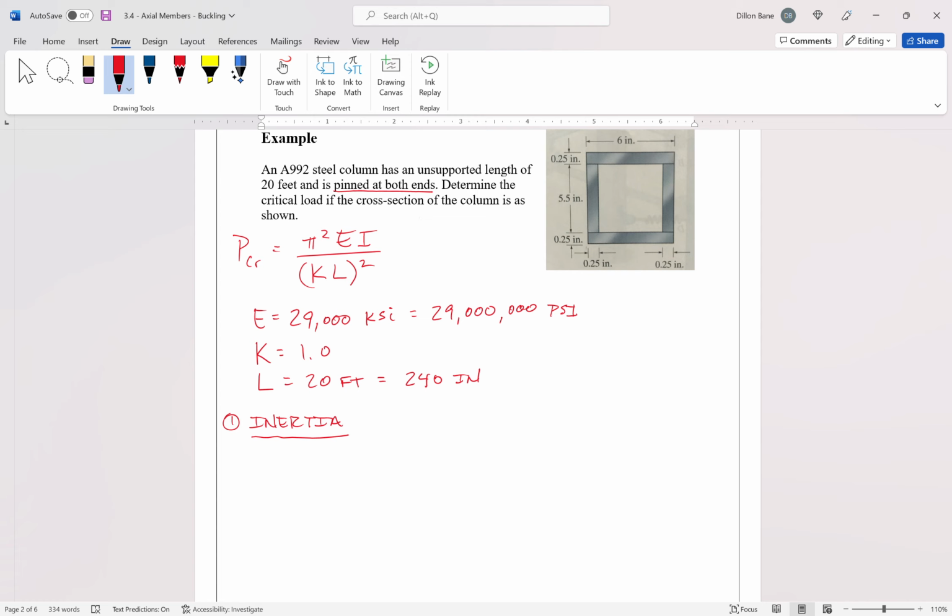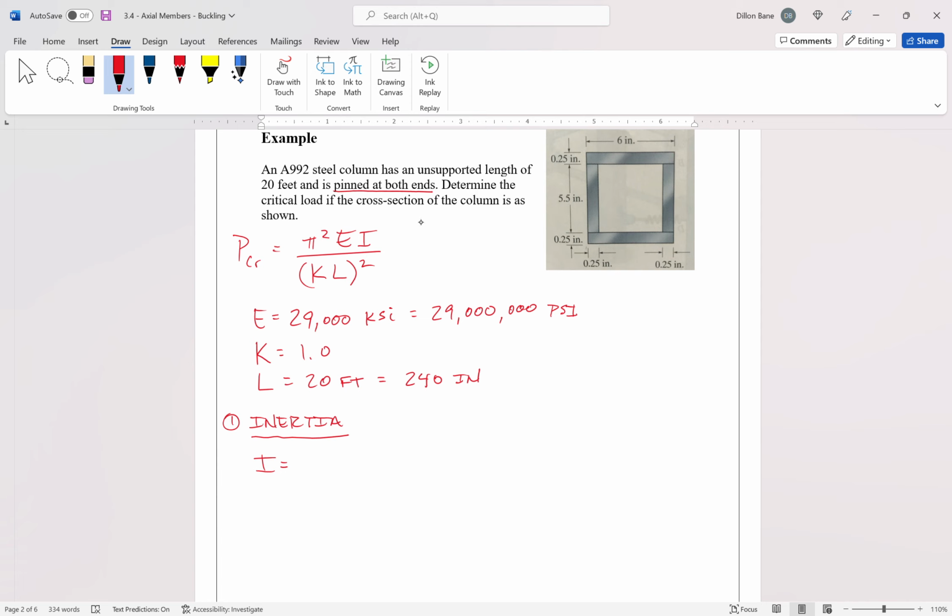So if that doesn't make sense, maybe it will in formula and equation format here. What I'm going to do is figure out the moment of inertia of the overall shape, the 6x6 shape, and then subtract out the moment of inertia of the 5.5 by 5.5 shape, because the centroids of those two shapes will coincide at the centroid of the overall shape. So we can do this fairly easily.